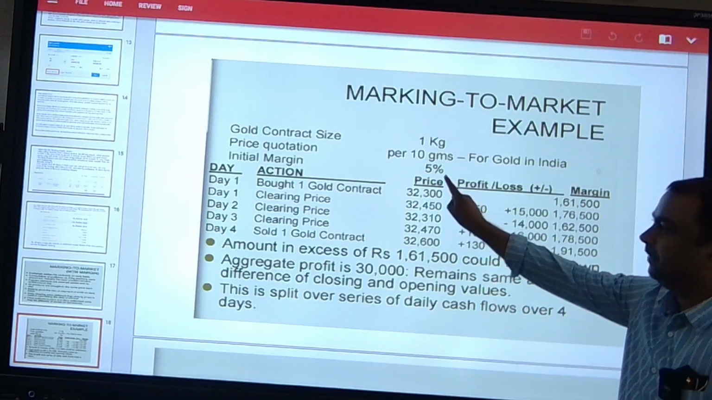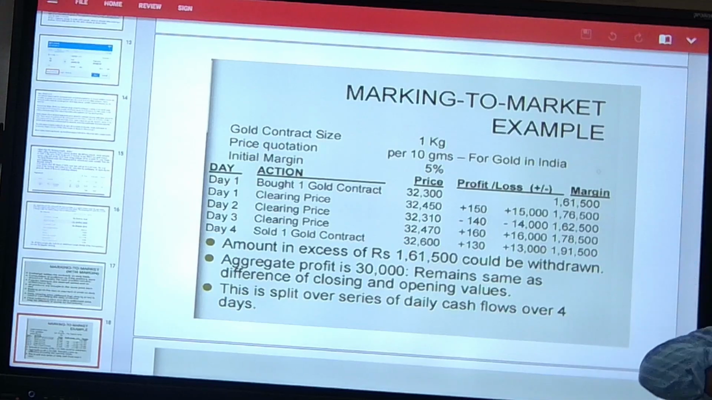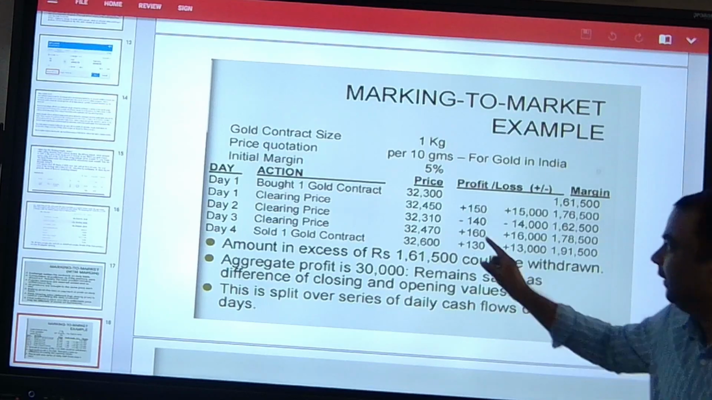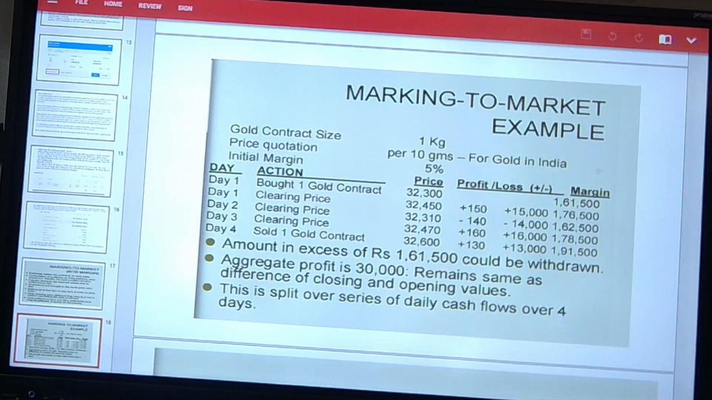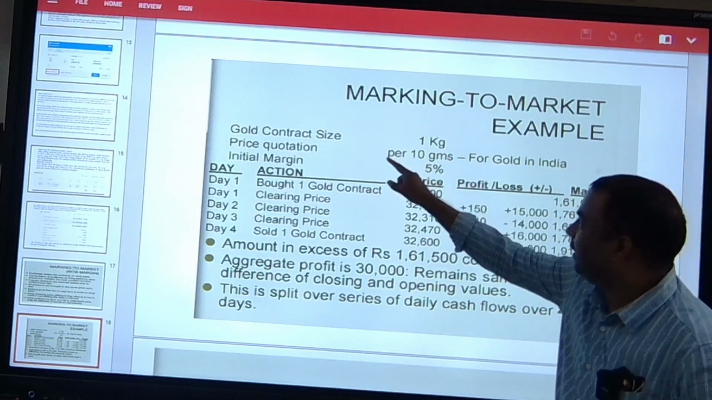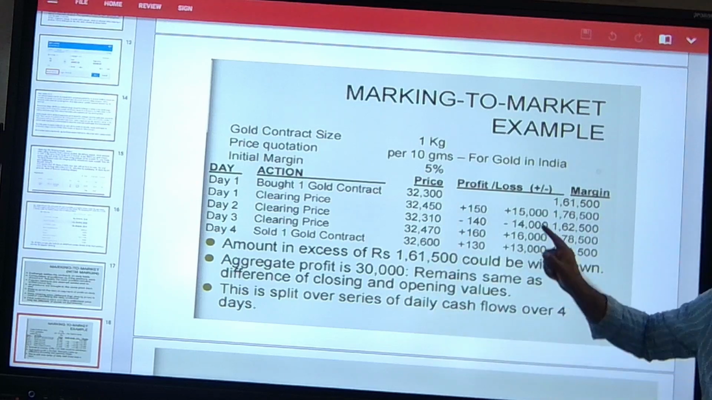This 5% is of gross contract. First find out the contract value, total contract value. This is the minimum value of one stock. You can say that minimum price quotation. We have price quotation of 10 gram.